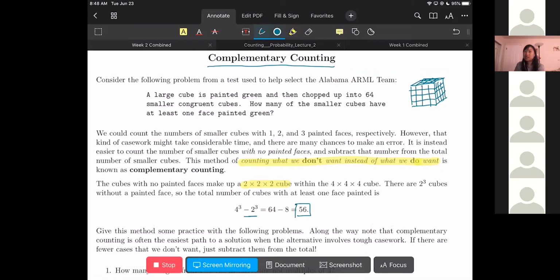And we can see this is actually a lot easier than if I said, okay, let's do the casework of 1, 2, and 3 painted cubes, right? Because if we want to do that, we're sort of solving 3 problems and then adding them together, and we have to make sure that we're counting each one correctly.